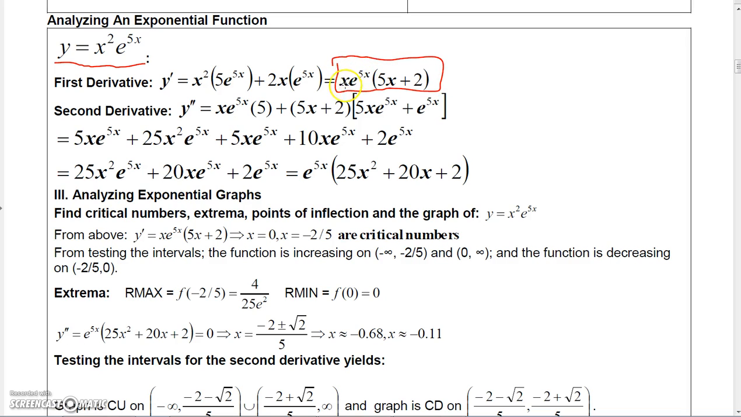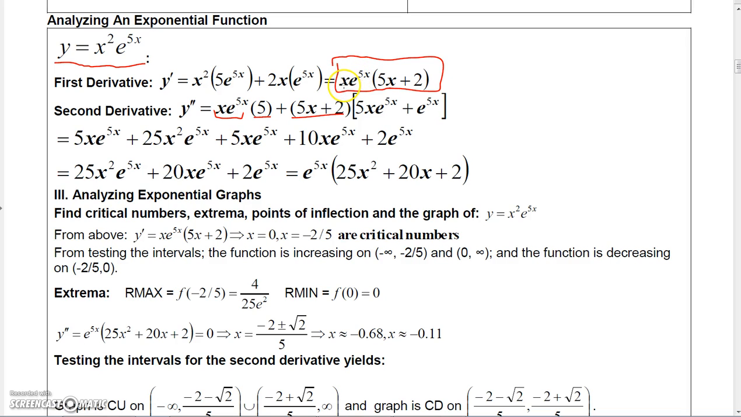So that's the first derivative. Well, then I applied the product rule to this, and it took me a bit of time to do because I had to say x e to the 5x is the first term, and then multiply that by the derivative of the second factor, which is 5. And then I took the second factor, which is 5x plus 2, and multiplied by the derivative of x e to the 5x.